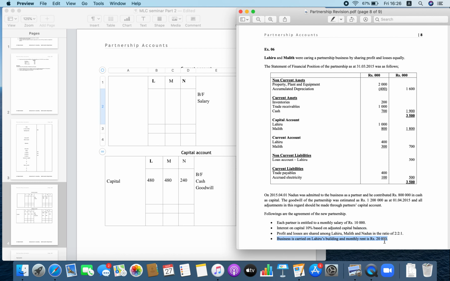The business is carried down on Lahiru's building at a monthly rent of 20. Now guys, break it to two parts. Number one, the monthly rent is 20,000.